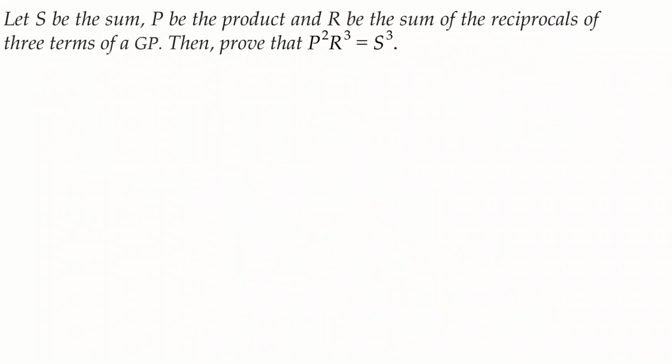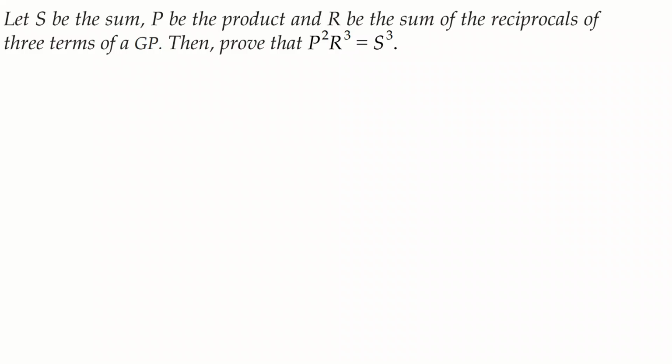Next question. Let S be the sum, P be the product, and R be the sum of the reciprocals of three terms of a GP. So they haven't mentioned which three terms we should take. So let's take any consecutive three terms.